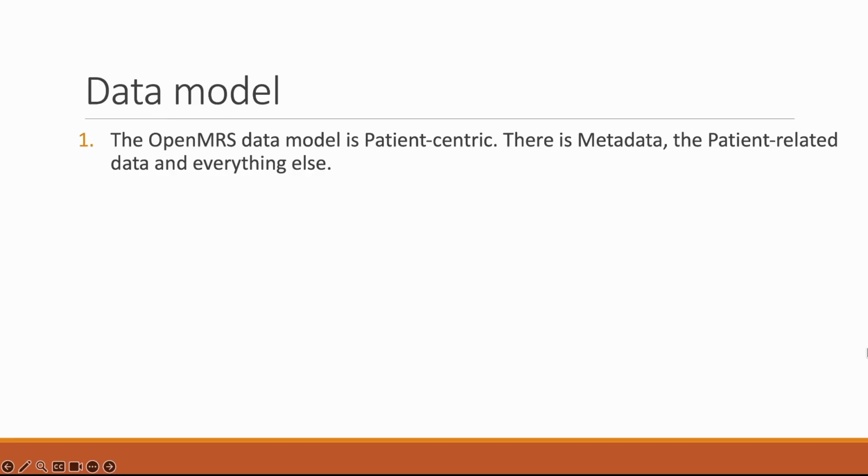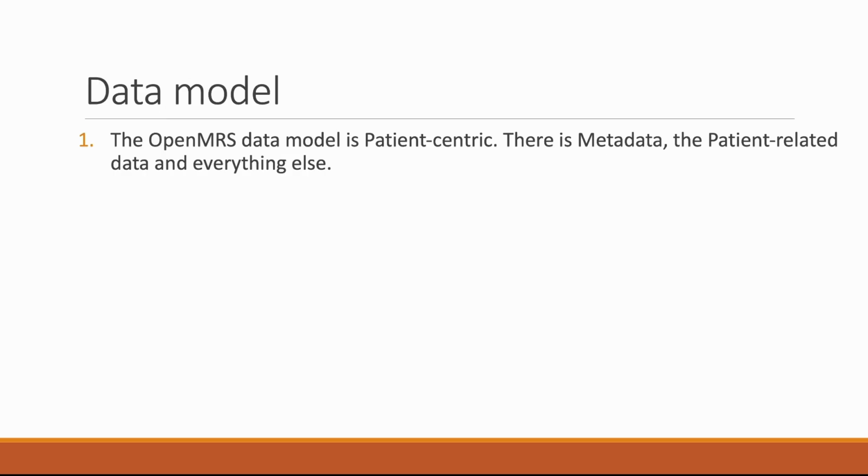So OpenMRS's data model itself is patient-centric. So the patient is the primary entity in the system, and then everything is around a patient. So all services are for patients. Now you can view the data model in three different groups. There is metadata, then there's all the patient related data, and everything else.